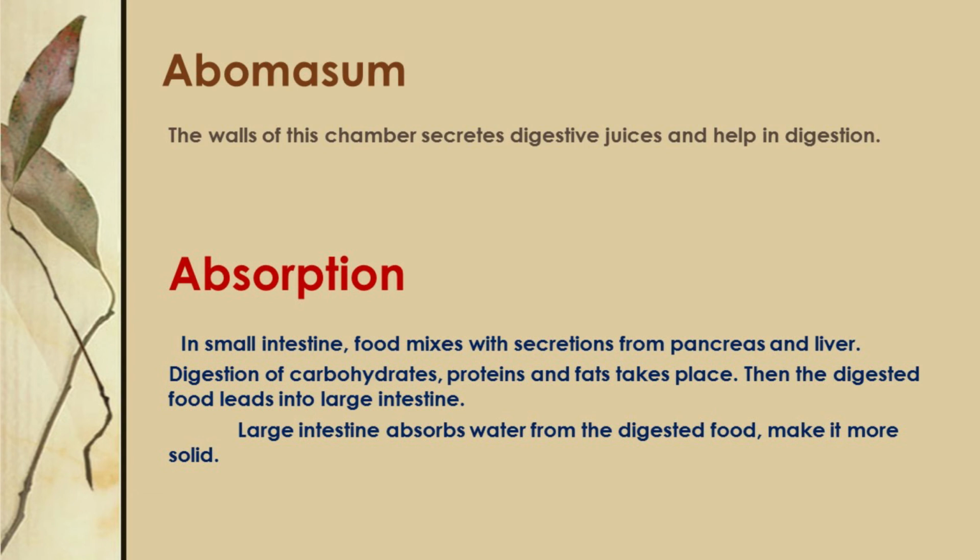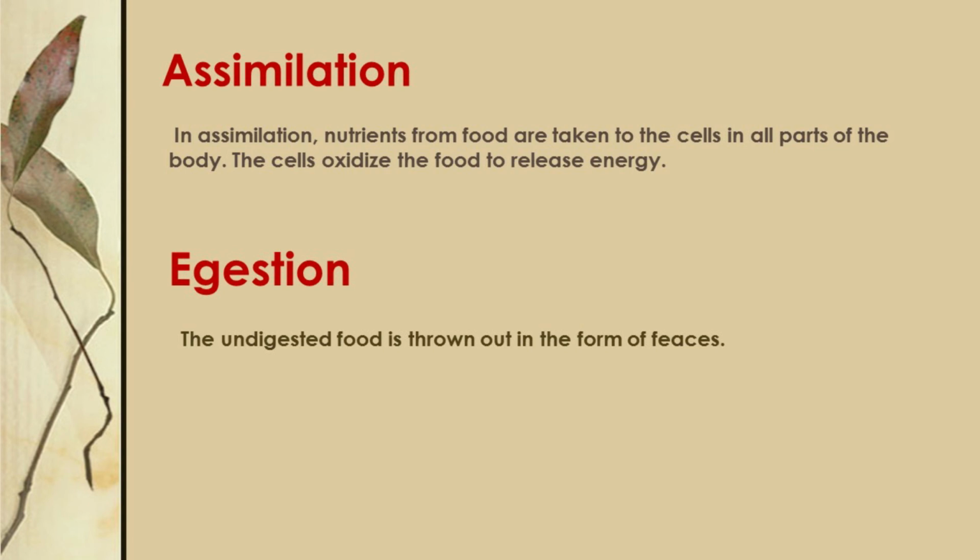Inside the large intestine, the water from the digested food is absorbed, and the food changes into a solid form. After absorption, the nutrients are assimilated, and these nutrients are taken up by the cells of all parts of the body, and the cells oxidize the food to release energy. At the end, the undigested food left behind is thrown out of the body in the form of feces. This was all about the nutrition in ruminants.